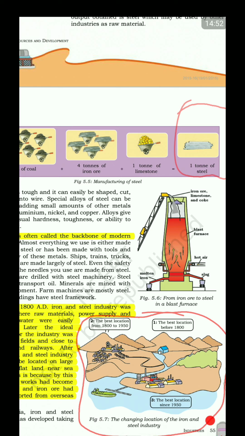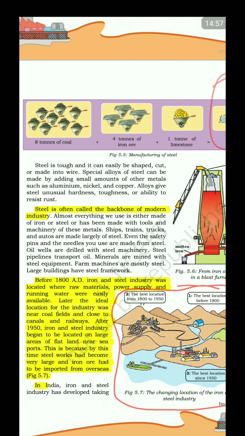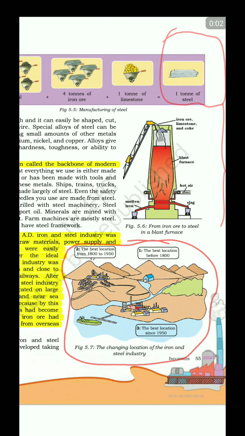So the importance of coal was very high, and hence most of the industries started to shift later, after 1800, from the valleys to near the coal mines. And hence, if we see how this change occurs, as you can see in the picture, the best location before 1800 is near the valleys. Later, this location changes to the coal area, as I have already talked.